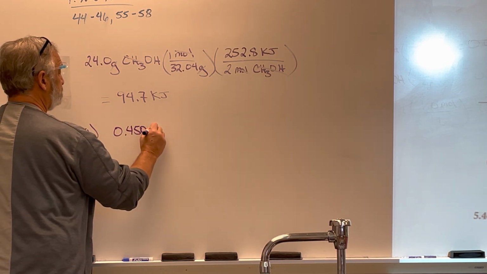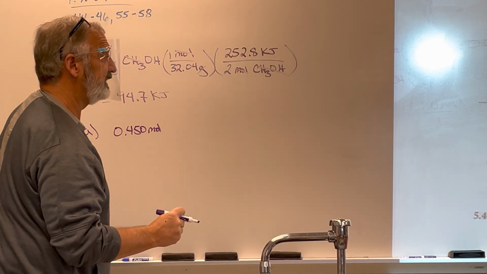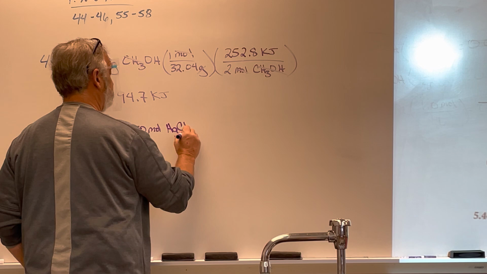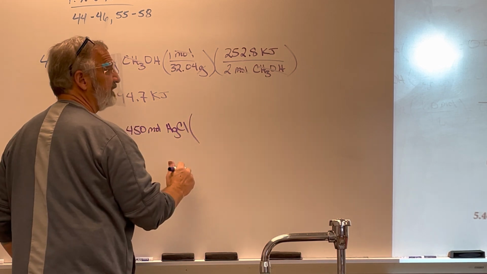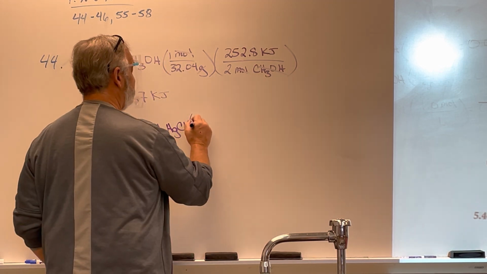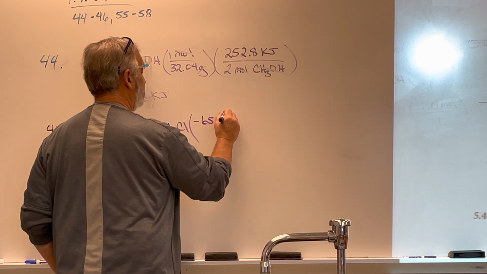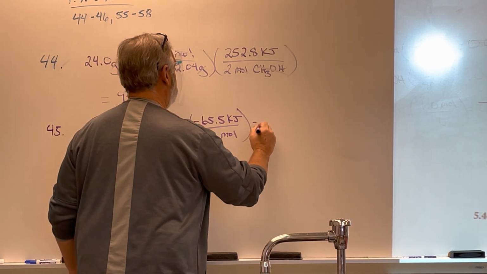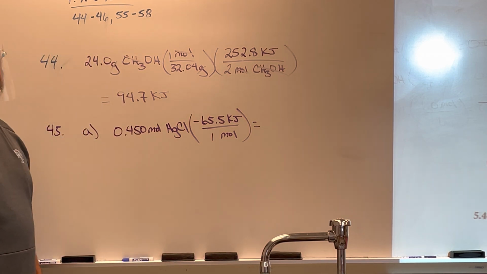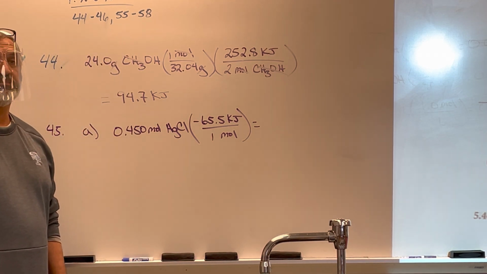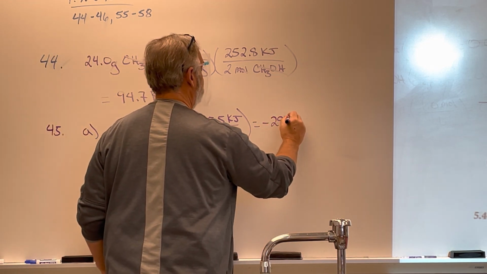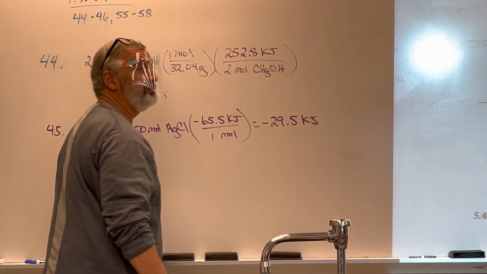0.450 moles of, what do they give us? AgCl times the negative 65.5 kilojoules for every 1 mole. And then we multiply that out and we get negative 29.5 kilojoules. And again, the negative implies what?